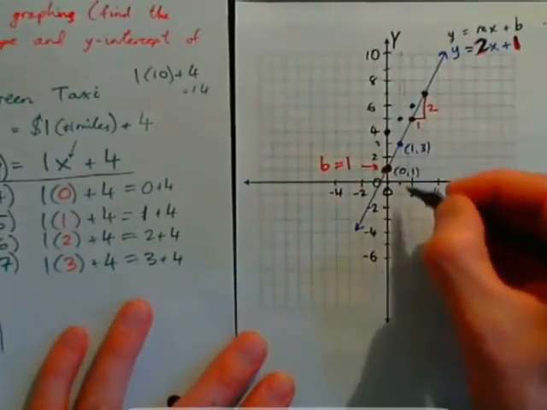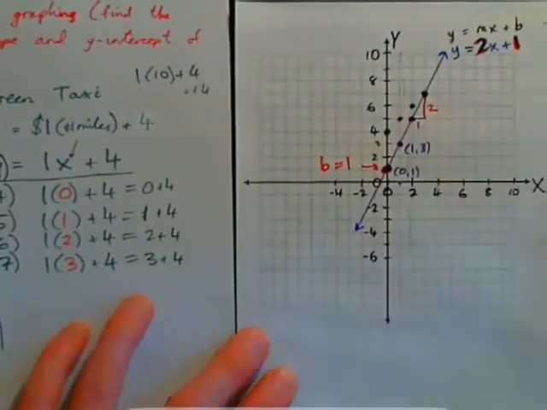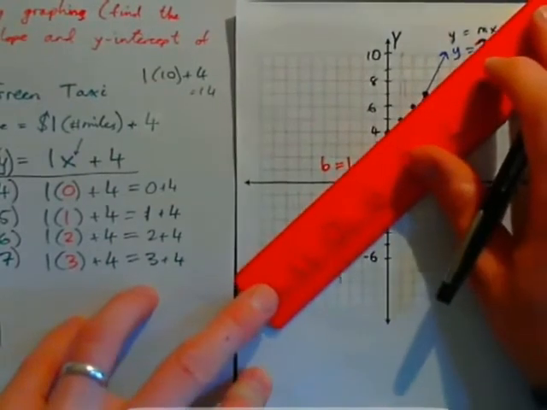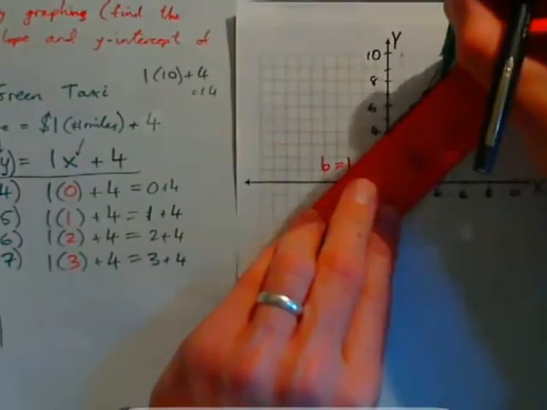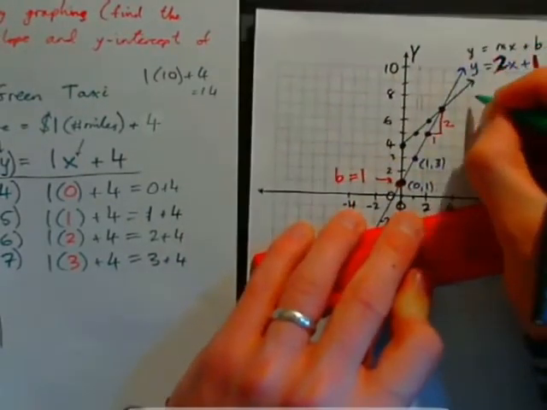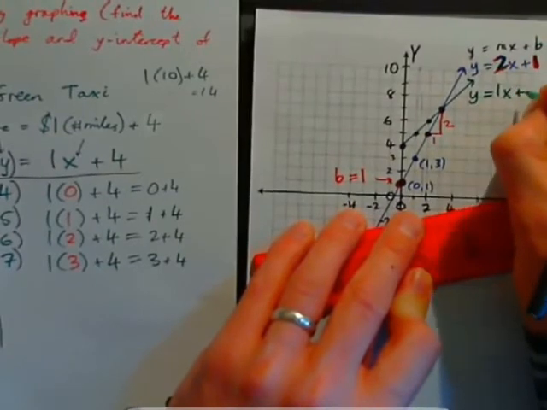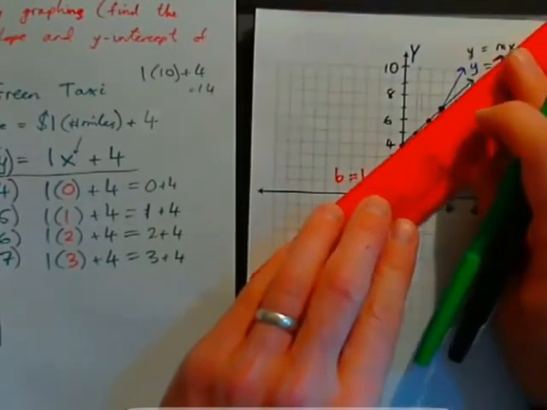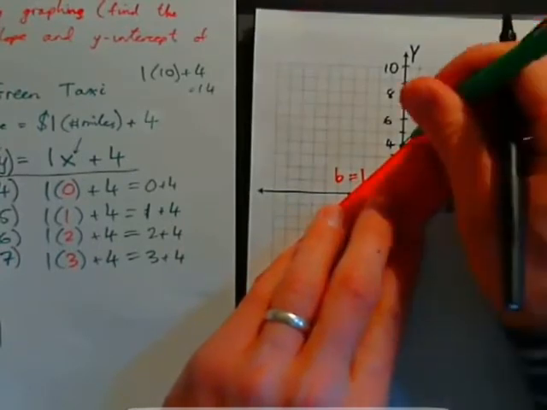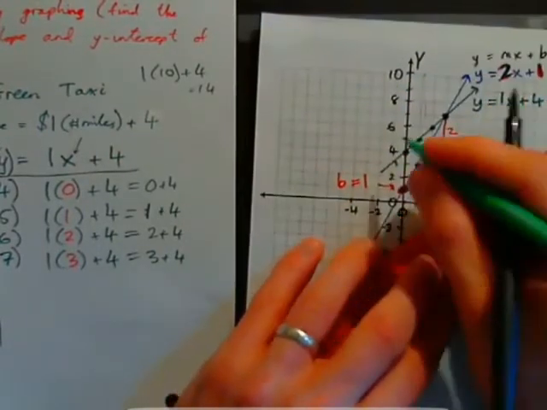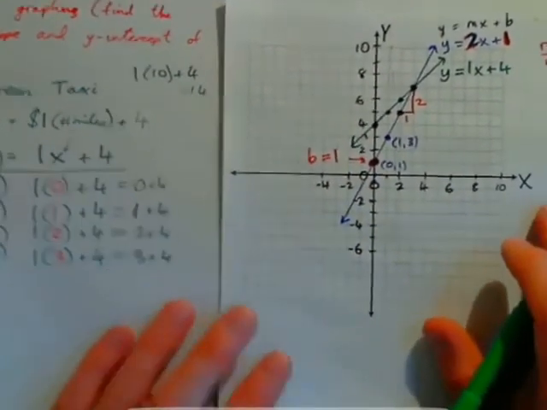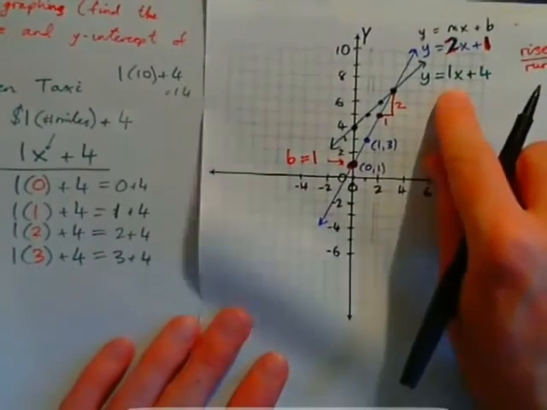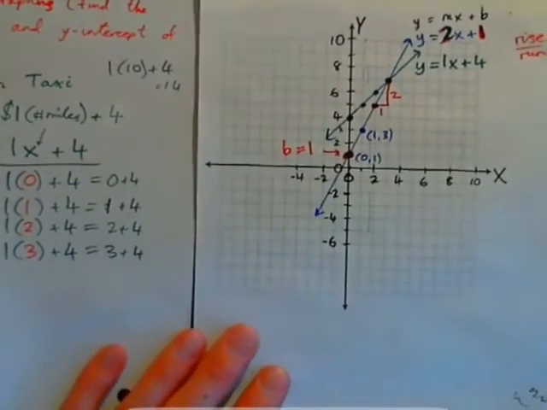This is fundamental. Now we should be able to plot all of these ordered pairs. So your graph should look like this: 0, 4; 1, 5; 2, 6; 3, 7. And then you should be able to get out a ruler and draw a line through those four points, like this. So it goes up like that. That's our green taxi fare, which is, of course, y equals 1x plus 4. And just for fun, we'll make it go into the negatives, the negative x's, just because the other examples do. But of course, a taxi fare never has negative miles. I mean, that's silly. But in any case, there's our y equals 1x plus 4.